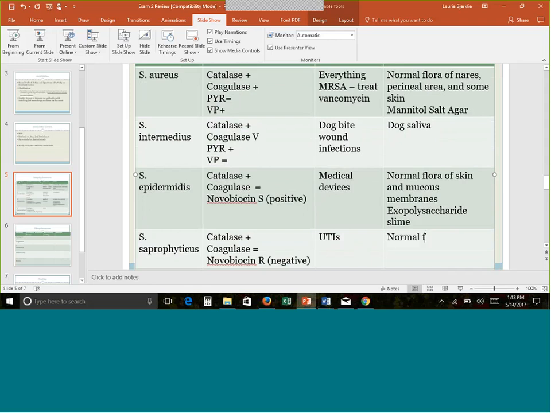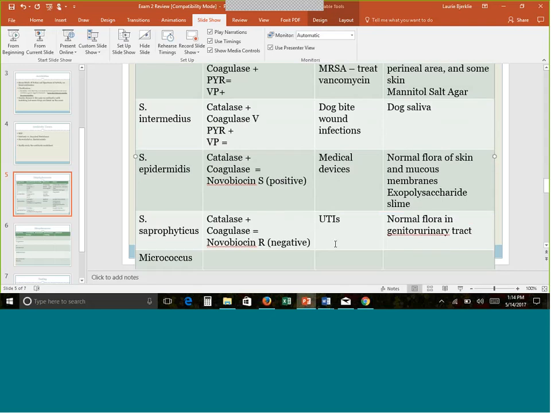And that is because, again, it is found as normal flora in the genitourinary tract. So it typically affects women especially that are having sexual activity, and if they don't go to the bathroom, urinate, and cleanse well afterwards, they allow this bacteria maybe to get pushed further into the urinary tract and then cause an infection. All right, so that should take care of that.